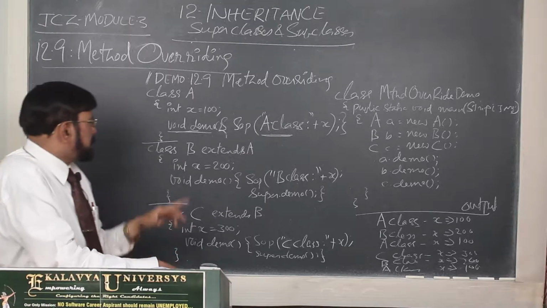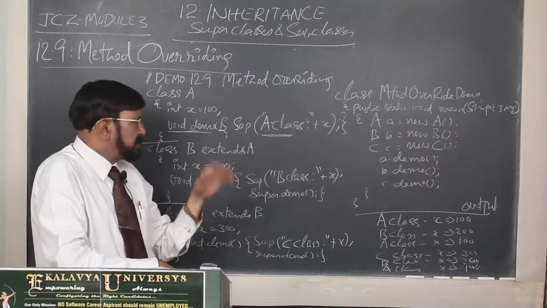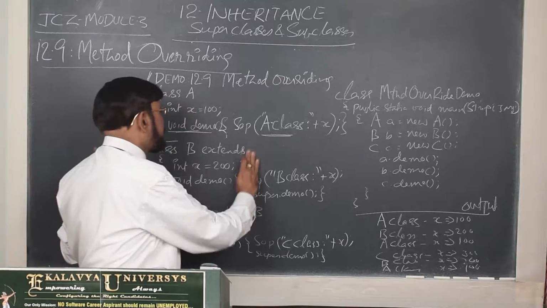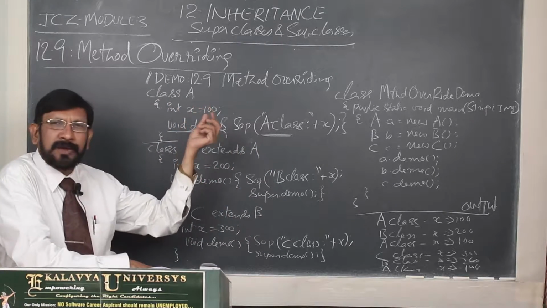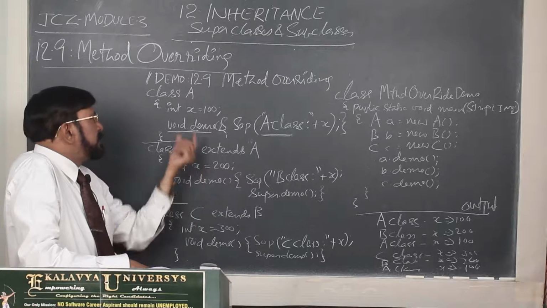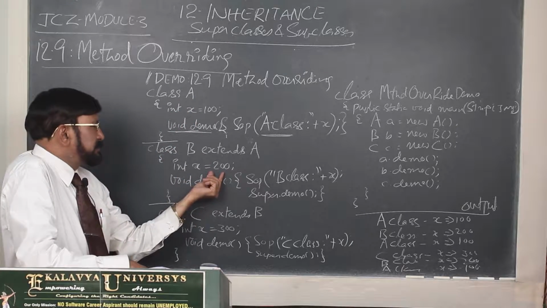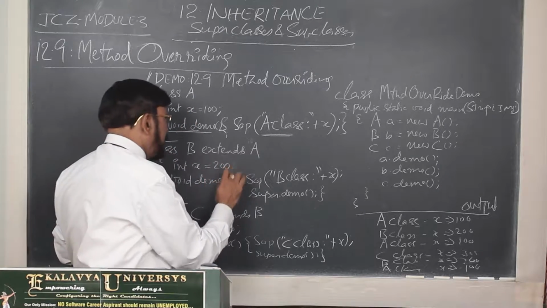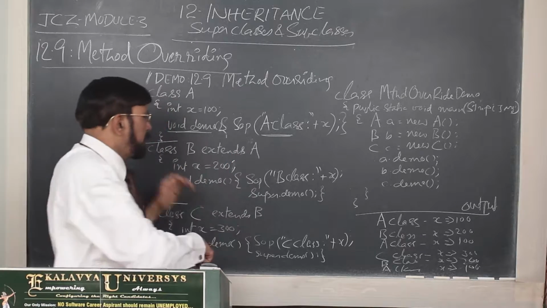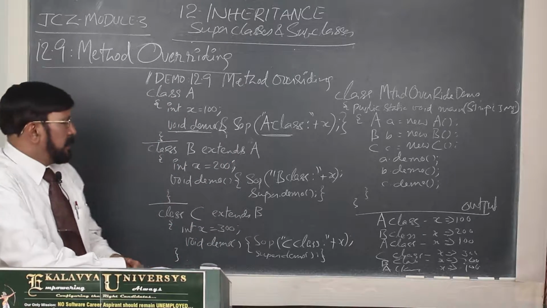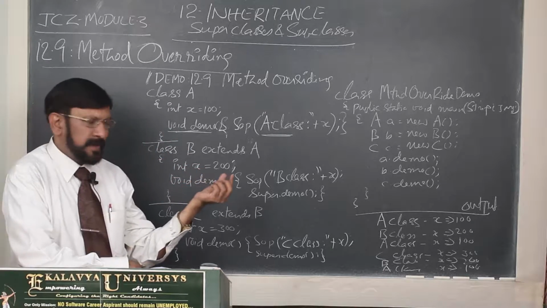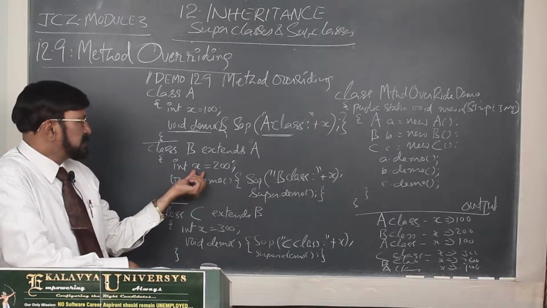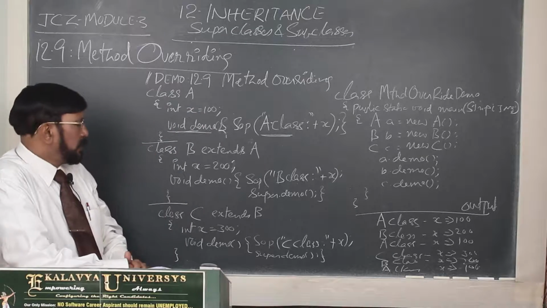Next, B extends A. That means B is the subclass of the superclass A. In that, the same x I have taken, and I have given a different value, 200. So, obviously, according to the concept I explained already, this x hides this one.